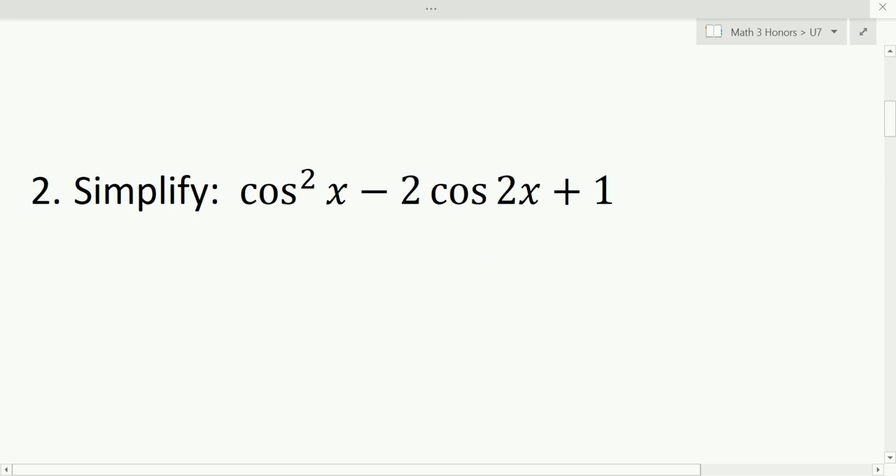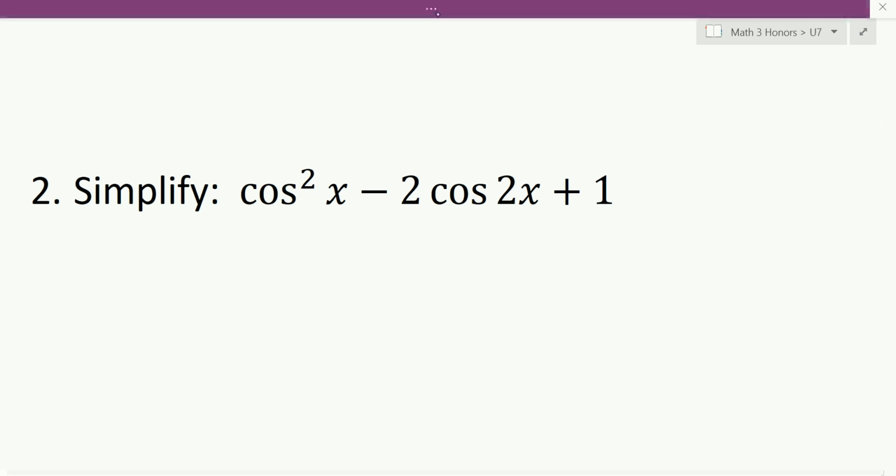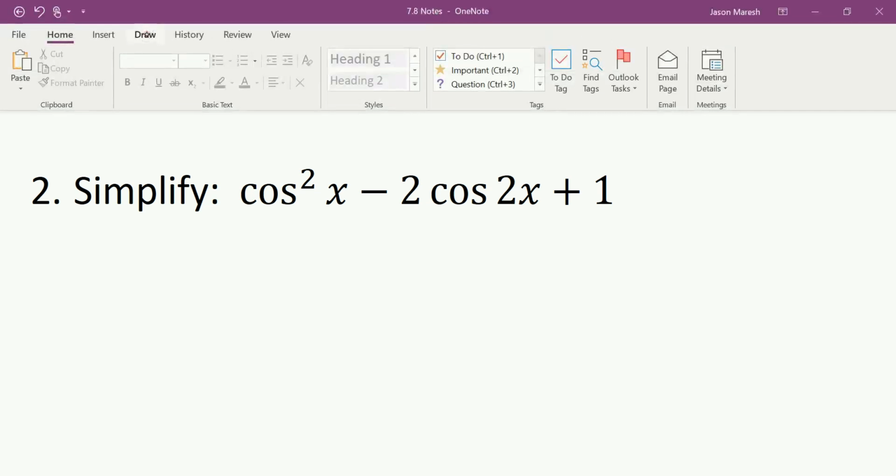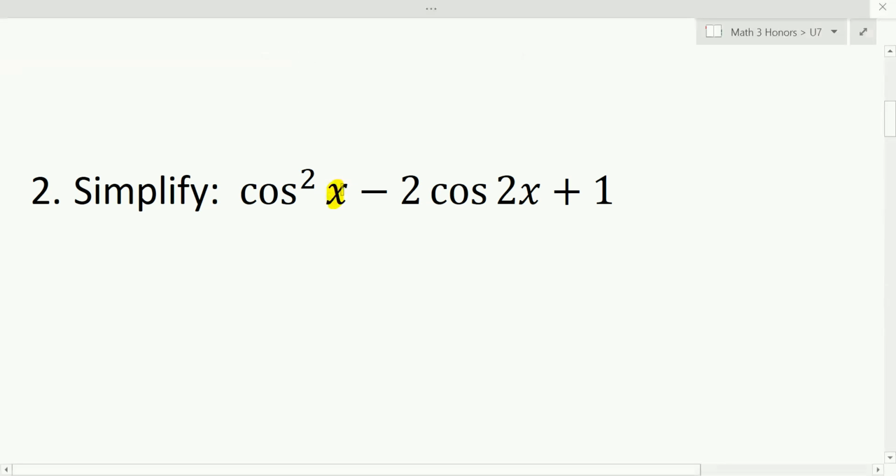Simplify cosine squared x minus 2 cosine 2x plus 1. Jot that down. Do all the angles match? So I'm highlighting the angles here, okay? Those are the angles. Do they match? No. So first step is to get everything into one form.